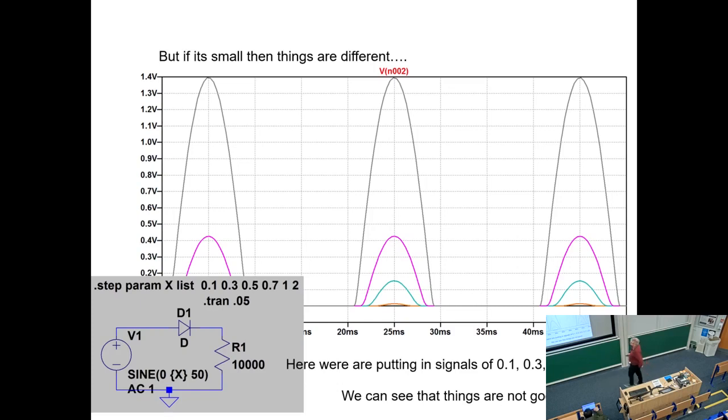So, we'd like to be able to do something about this, because it's quite common to have small signals, particularly from radio transmitters and stuff, that we want to rectify because they're amplitude modulated or whatever. We want to demodulate them.